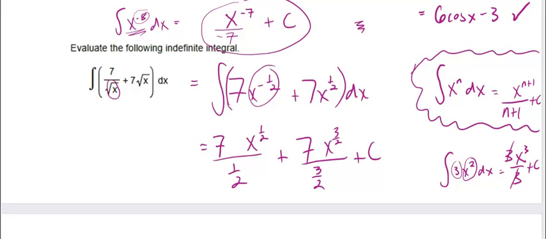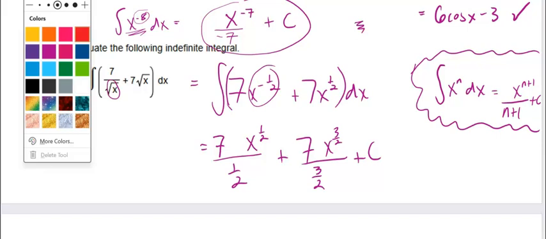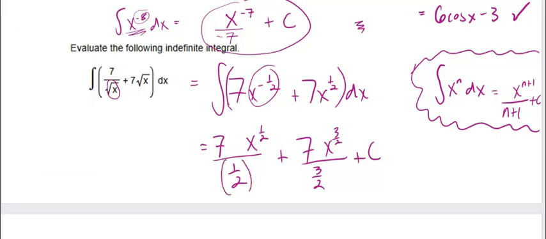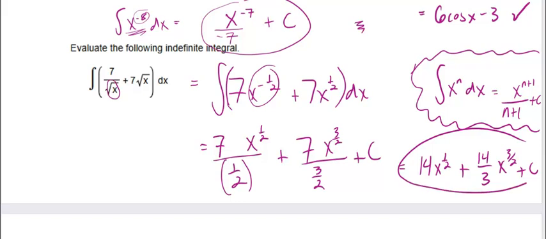Let's see if I can get some more space here. So instead of dividing by a fraction, we know it's better to multiply by the reciprocal. Dividing by half is the same as multiplying by 2. Dividing by 3 halves is multiplying by 2/3. And there's my answer. Again, I'll skip the check now just for the sake of video length, but check that. If you take the derivative of that, you should get this.